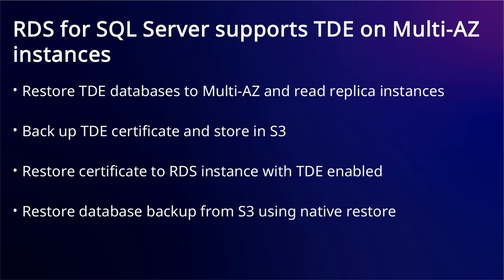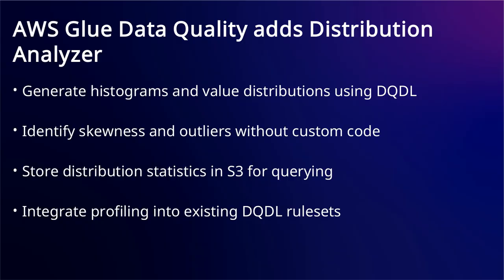Building reliable data pipelines requires understanding how your data is distributed, but identifying skewness, outliers, and unexpected patterns typically requires writing custom code and running separate analysis jobs. AWS Glue Data Quality now includes a distribution analyzer that addresses this challenge by automating distribution profiling within your existing data quality workflows. You can generate histograms for numeric columns and value distributions for categorical, date, and Boolean columns directly in DQDL with configurable bin counts.